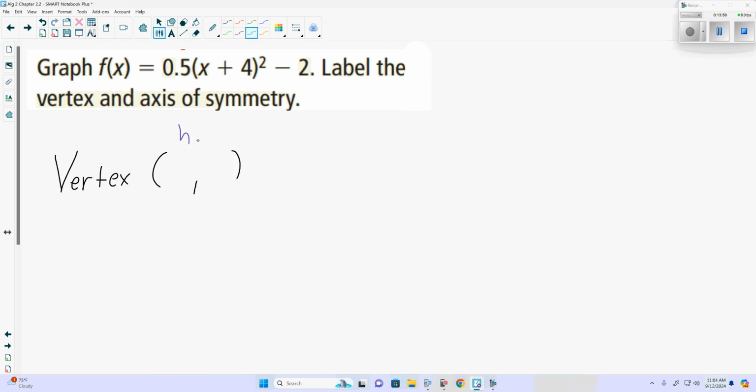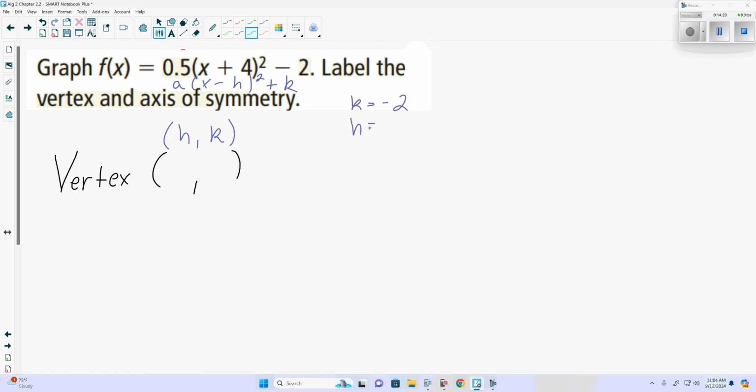So h equals negative 4, k equals -2. When we look at this, parentheses x minus h squared plus k. K is the nice value to find, because k is on the outside, exactly what it looks like. So k would indeed be -2.